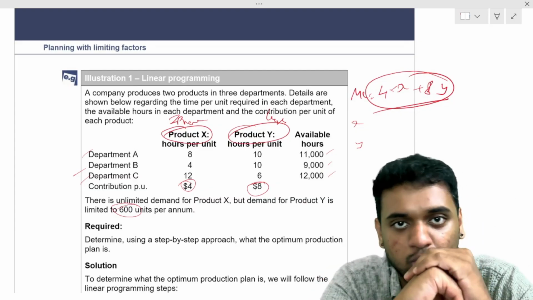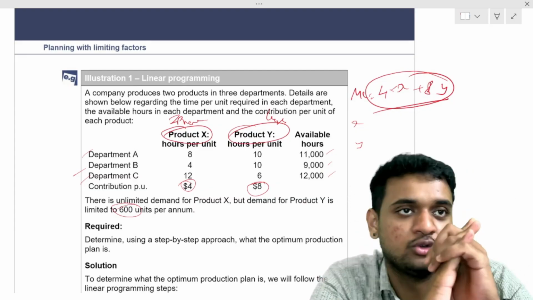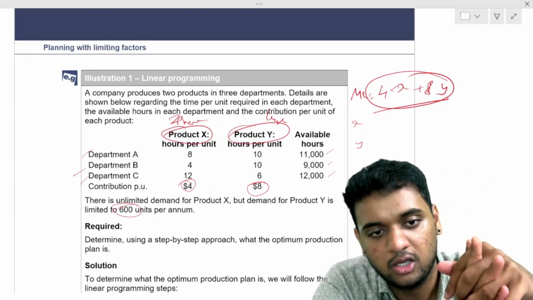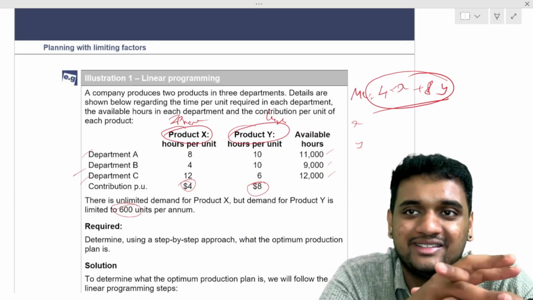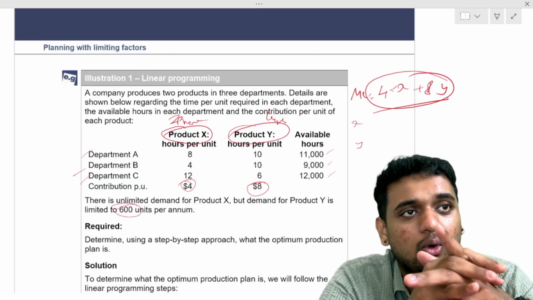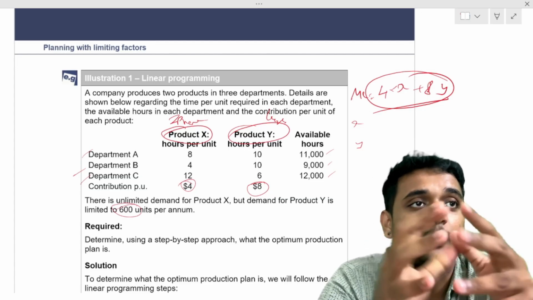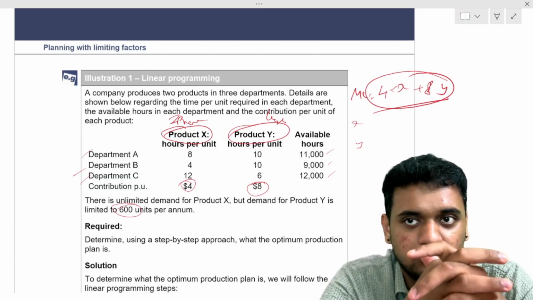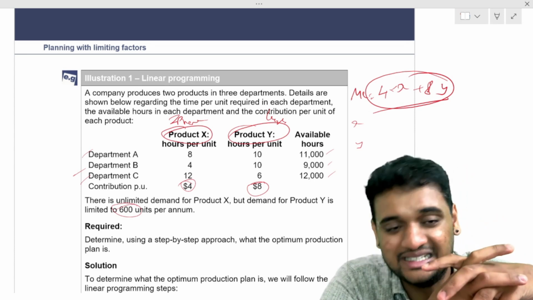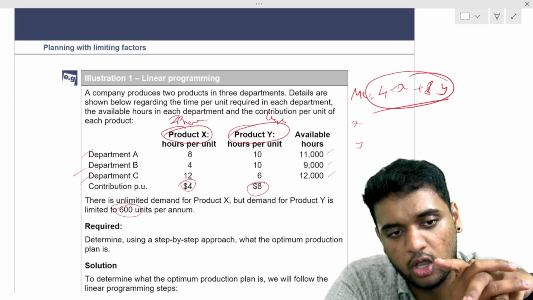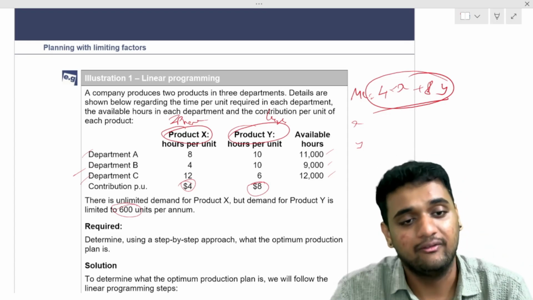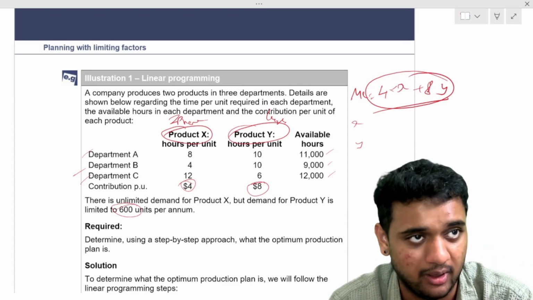It's a huge question. We will do slowly. Understood? The maximum contribution we will get. So what we have to do in questions like this is, we have to make few equations. 6th standard portions in your mathematics. How we will make is, okay, we will go one by one. We will go department by department.